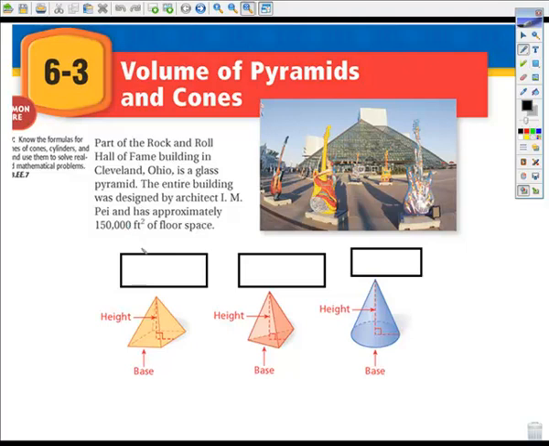Lesson 6.3 is finding the volumes of pyramids and cones. Up to this point we have found volumes of prisms and cylinders. Here we have a picture of the Rock and Roll Hall of Fame building in Cleveland, Ohio, and part of the building is actually a glass pyramid.